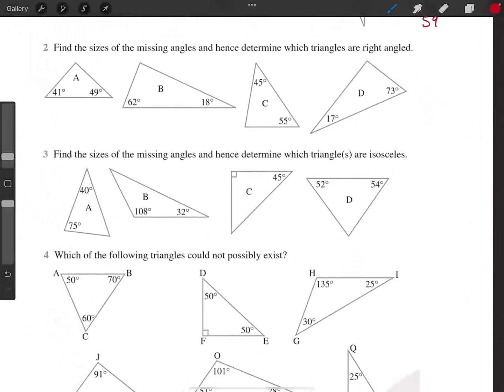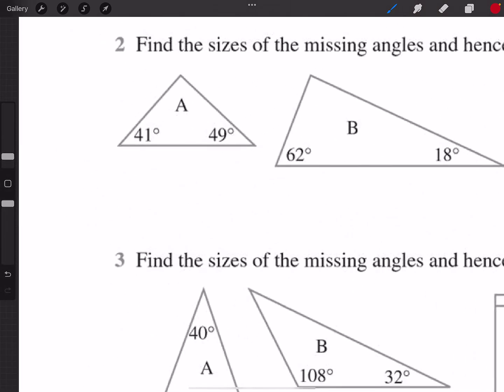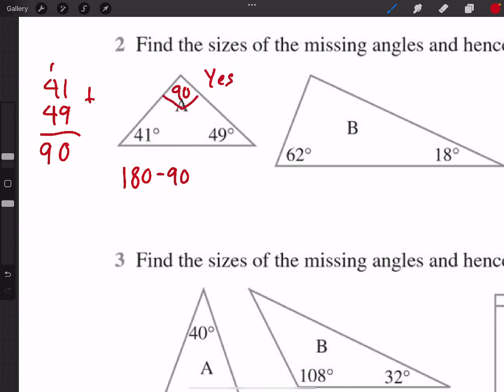Okay, question 2. Find the sizes of the missing angles and hence determine which triangles are right angled. Okay, so let's look at this one. We have a missing angle here. We've got 49 and 41. So 41 plus 49, let me see, this will be 90 degrees, right? So therefore, these two add up to 90. So therefore 180 take away 90 degrees will give us 90 degrees. So that means this has to be 90 degrees. And if it's 90 degrees, therefore it's a right angle triangle. So yes, this is a right angle triangle.